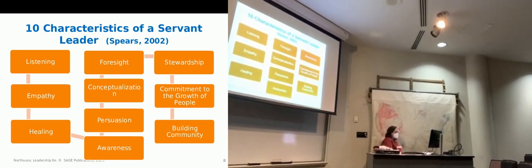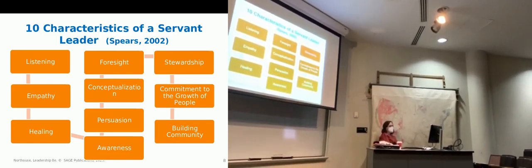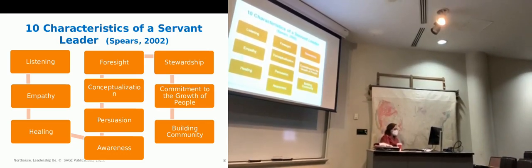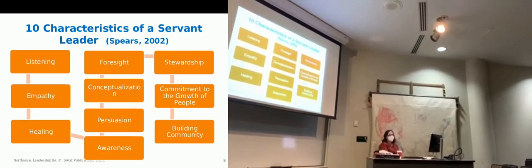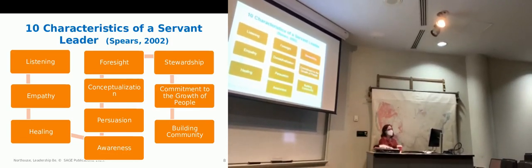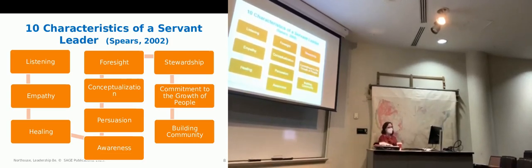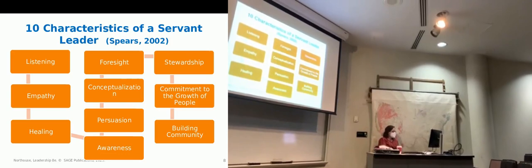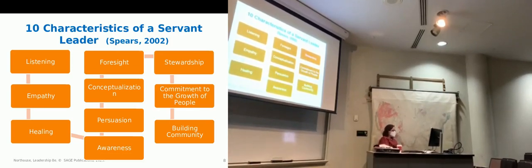Then we have commitment to the growth of people. So we saw this, again, talked about in the definition. Servant leadership wants to see people as unique individuals. So if leaders and followers see each other as unique, a little bit of LMX there, right? With that one-on-one relationship and having high quality relationships. And it's seeing that every person has value and something to bring to the table.